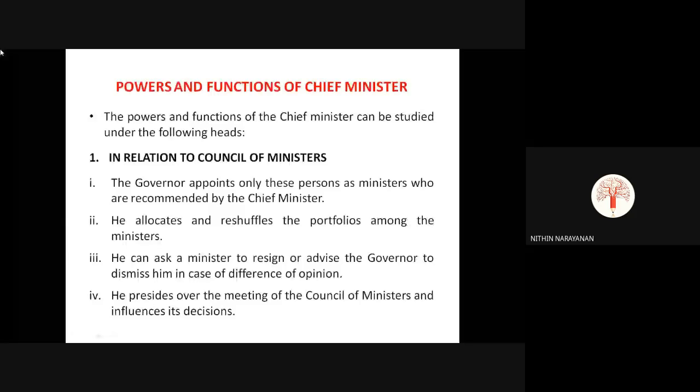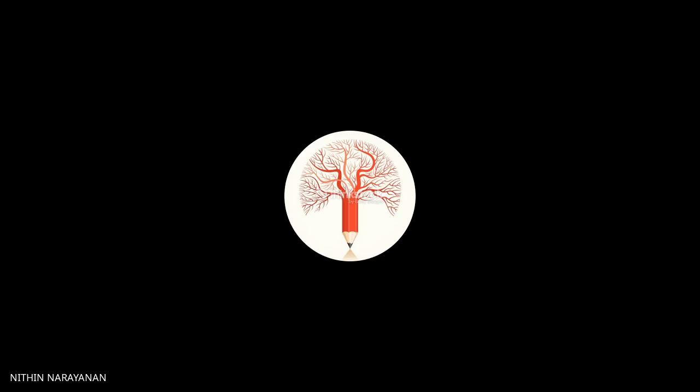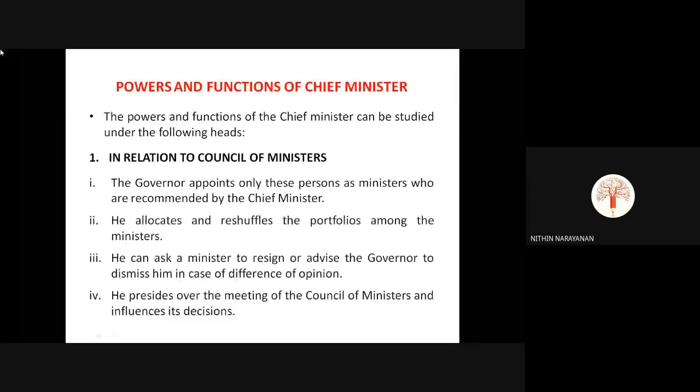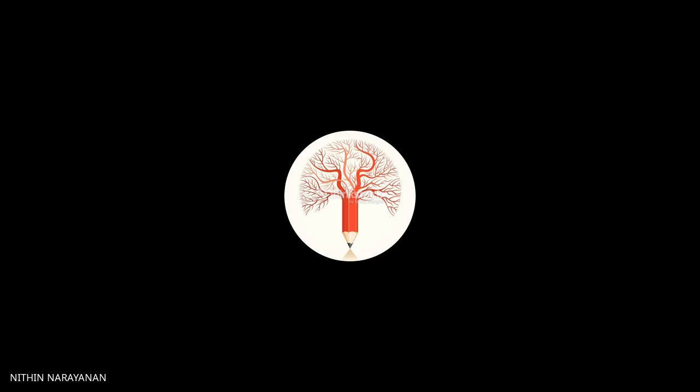And the chief minister presides over the meeting of the council of ministers and influences the council of ministers meeting. He presides, or acts as the president there, and he can influence the decisions taken. So this is the final one. He controls and coordinates the activities of all ministers.